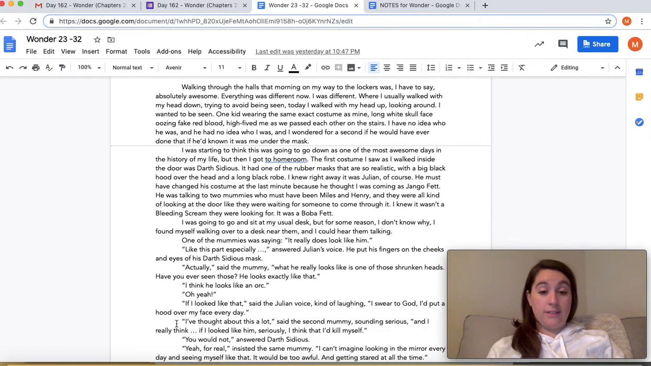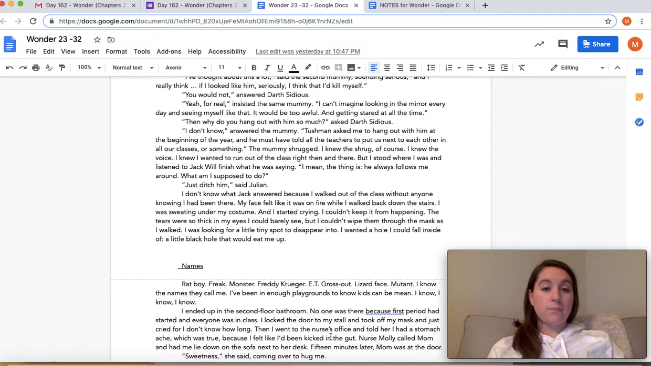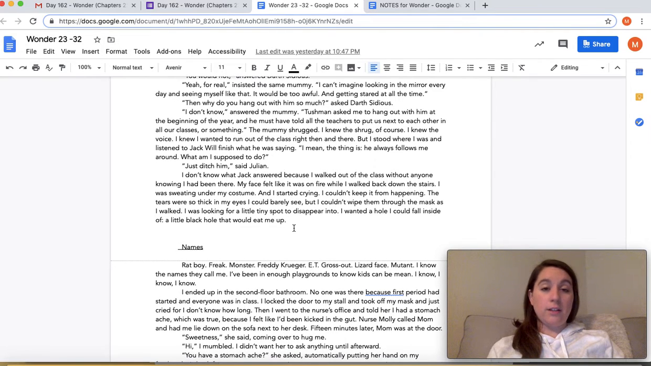I've thought about this a lot, said the second mummy, sounding serious, and I really think if I looked like him, seriously, I think I'd kill myself. You would not, said Darth Sidious. Yeah, for real, insisted the same mummy. I can't imagine looking in the mirror every day and seeing myself like that. It would be too awful. And getting stared at all the time? Then why do you hang out with him so much? Said Darth Sidious. I don't know, answered the mummy. Tushman asked me to hang out with him at the beginning of the year, and he must have told all the teachers to put us next to each other in all of our classes or something. The mummy shrugged. I knew the shrug, of course.